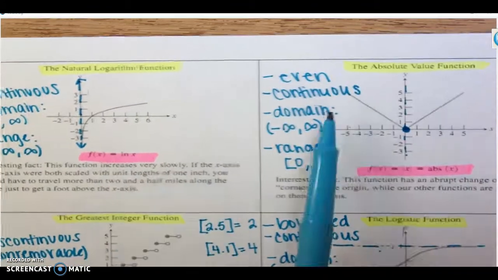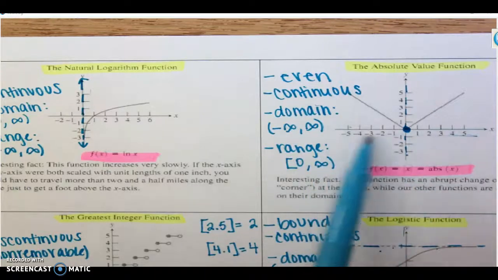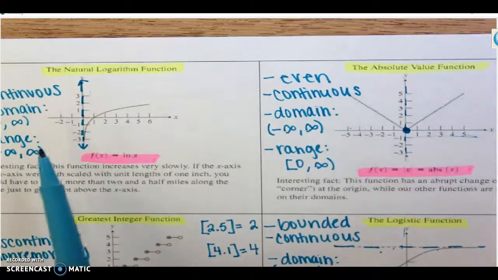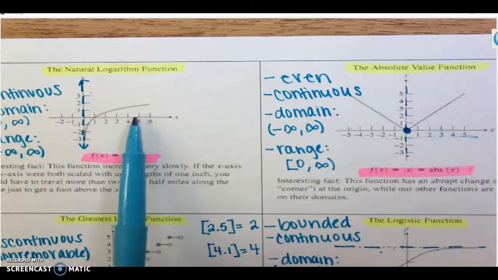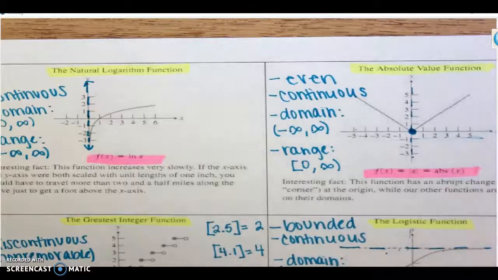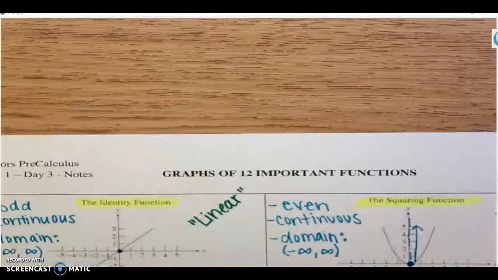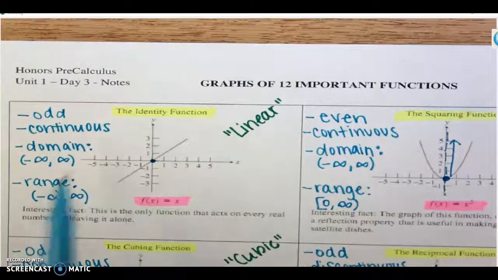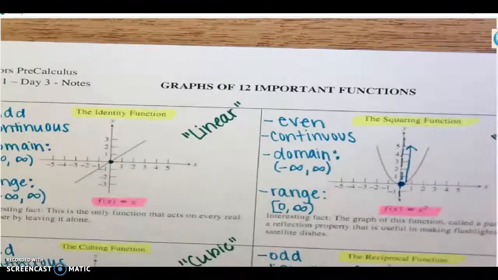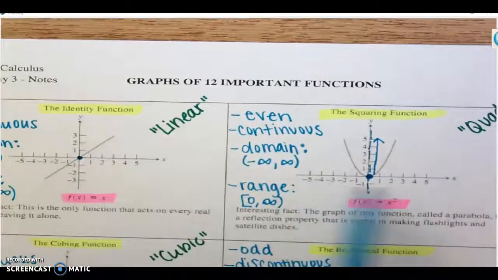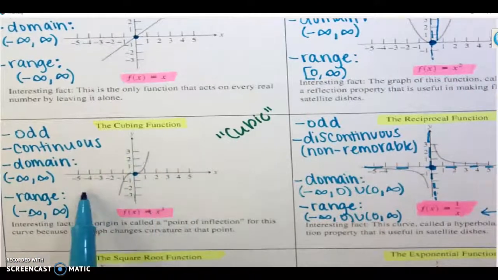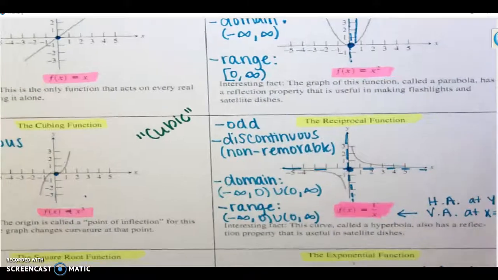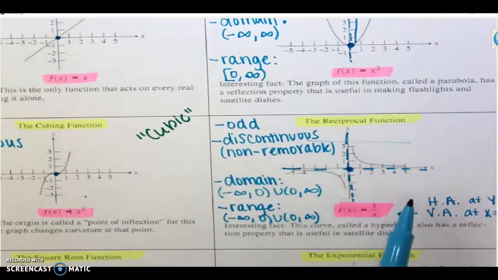And then if you go back to the absolute value function and the natural log, this one will be bounded below, but not bounded for both. And then over here, this one wouldn't be bounded at all, because it would cross. And if you go back to the ones that we looked at the beginning, the identity function would not be bounded because it would cross. The squaring function would be bounded below. Our cubing function would not be bounded because it would cross. The reciprocal function would not be bounded because it would cross both.